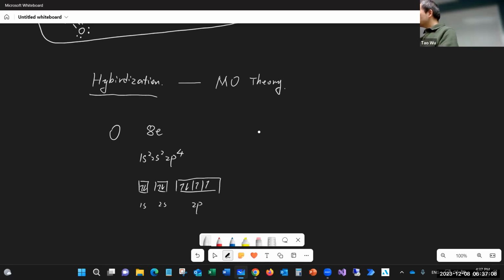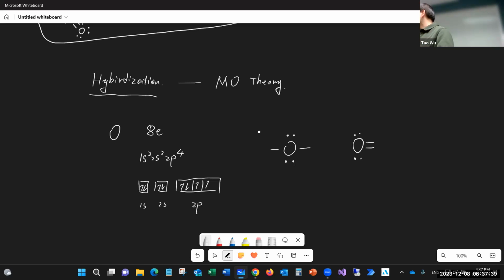That's why oxygen wants to make 2 single bonds, because the 2 single electrons can each make a sigma bond. Or they can make a double bond. In other words, one of the single electrons makes a sigma bond and the other makes a pi bond.